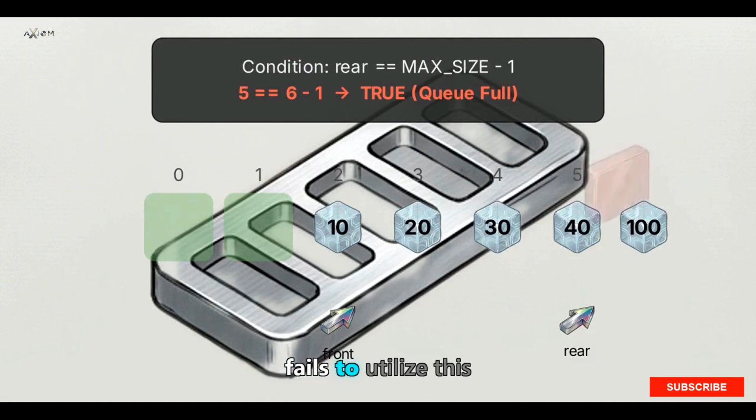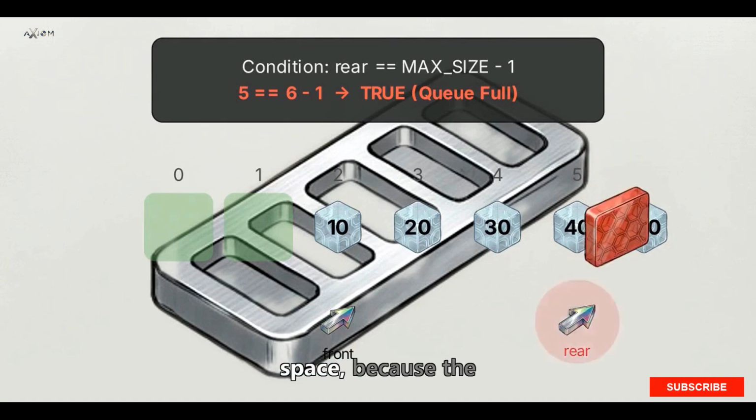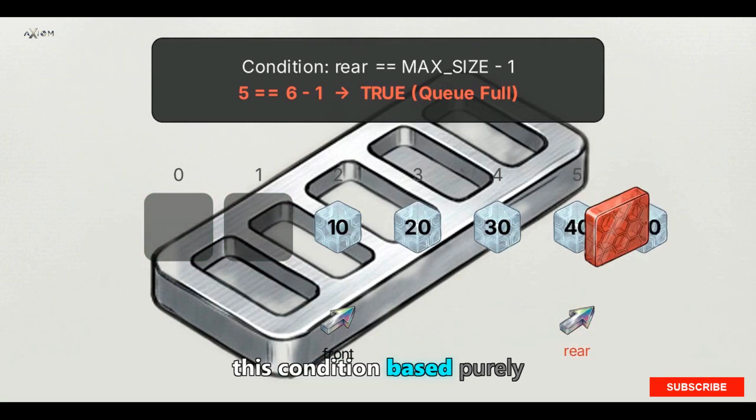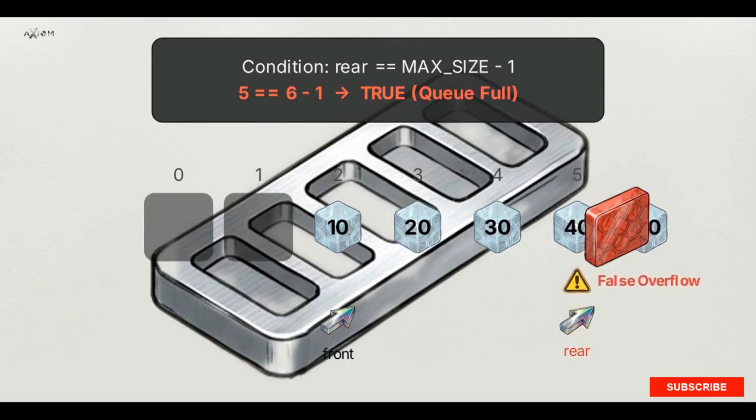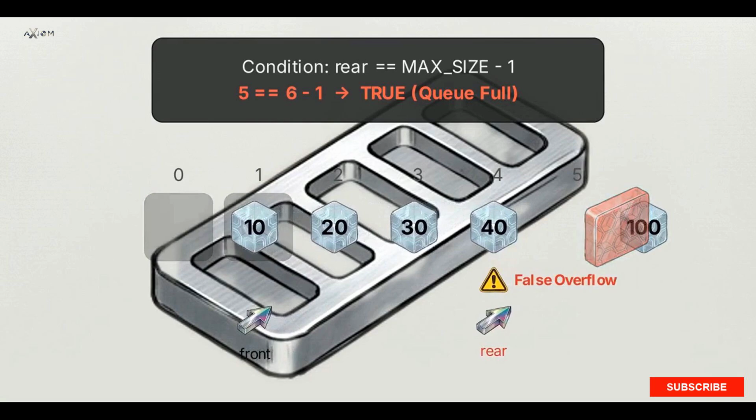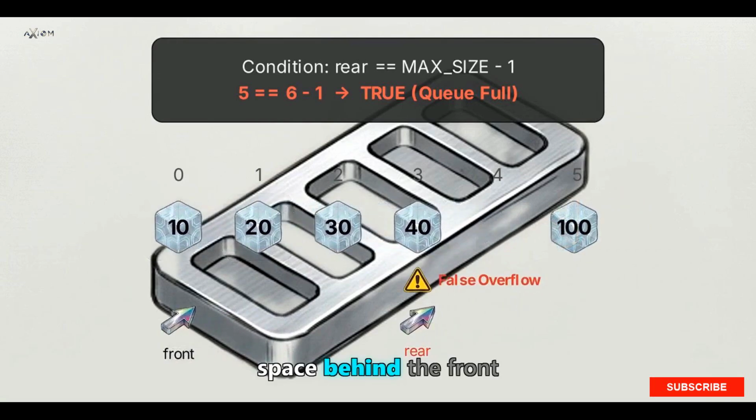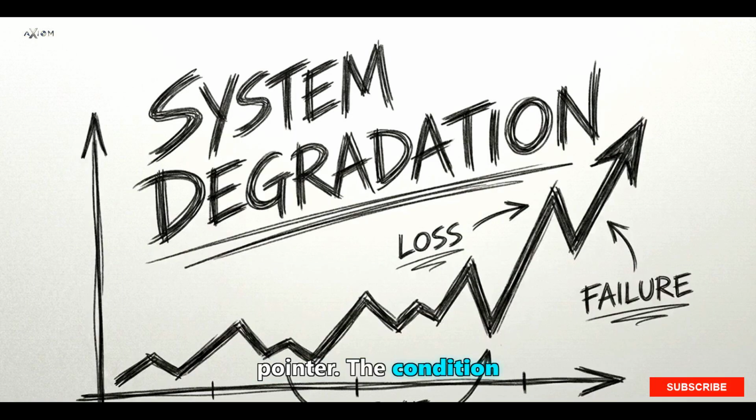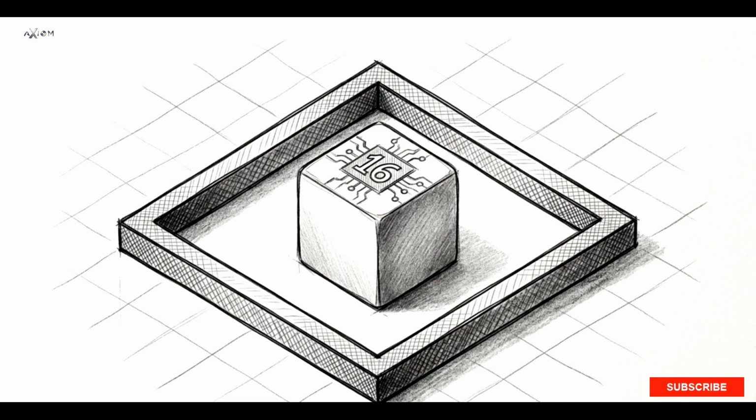The system fails to utilize this space because the algorithm only checks if the rear pointer has reached the maximum size of the array minus 1. The algorithm evaluates this condition based purely on the rear pointer's location at index 5. It ignores the empty space behind the front pointer. The condition evaluates to true, and the insertion is blocked.